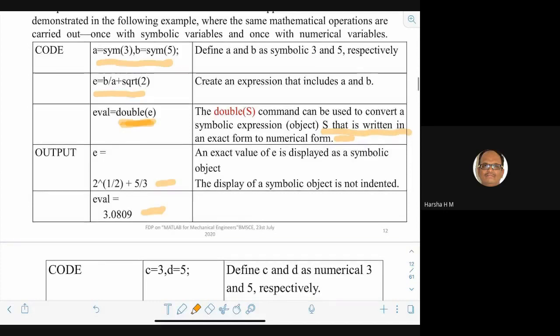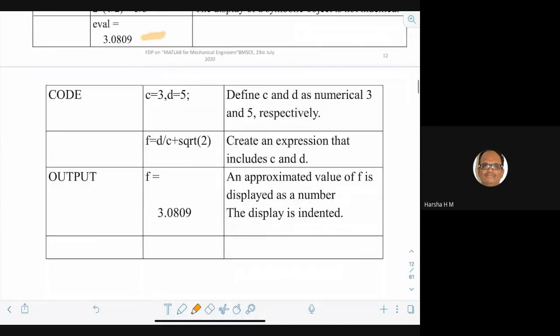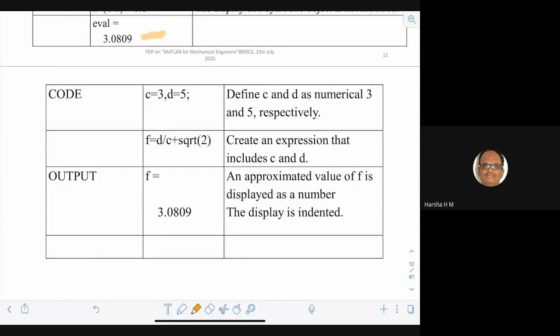Otherwise, these are all simple things which you can just directly type in the command window and get the results. Suppose you say C is equal to 3 and D is equal to 5. And say F is equal to D by C plus square root of 2. It creates an expression and immediately you'll get the output.